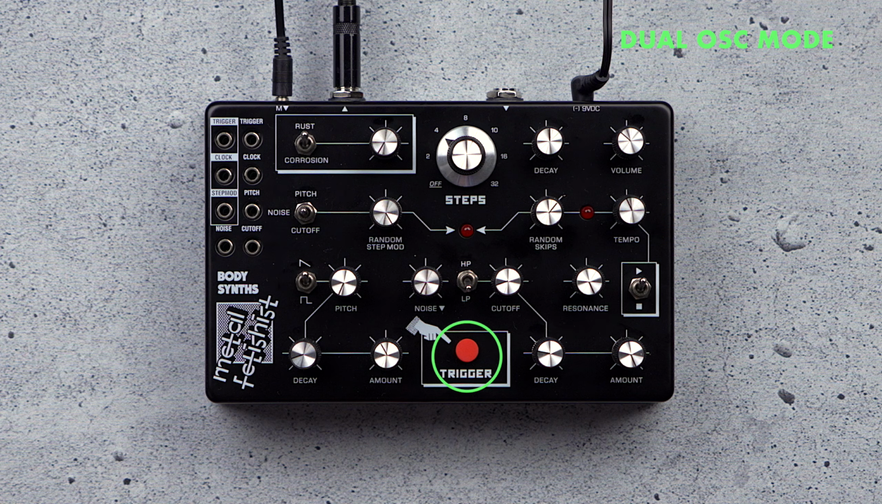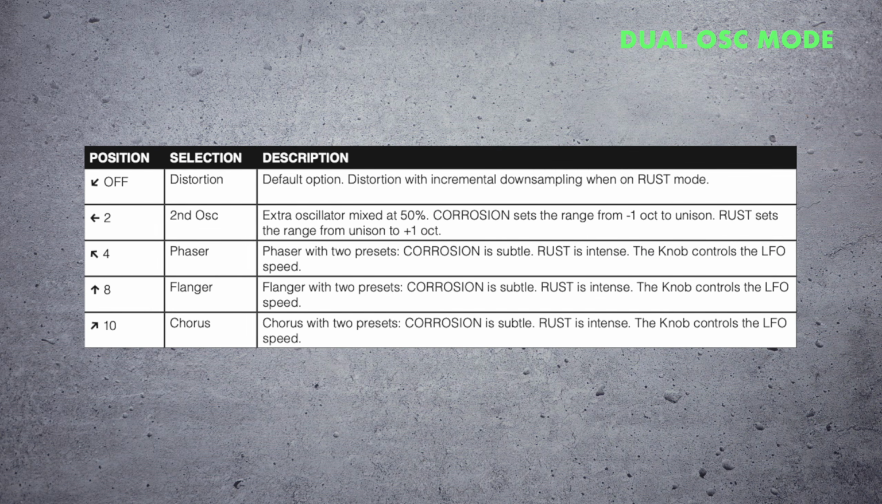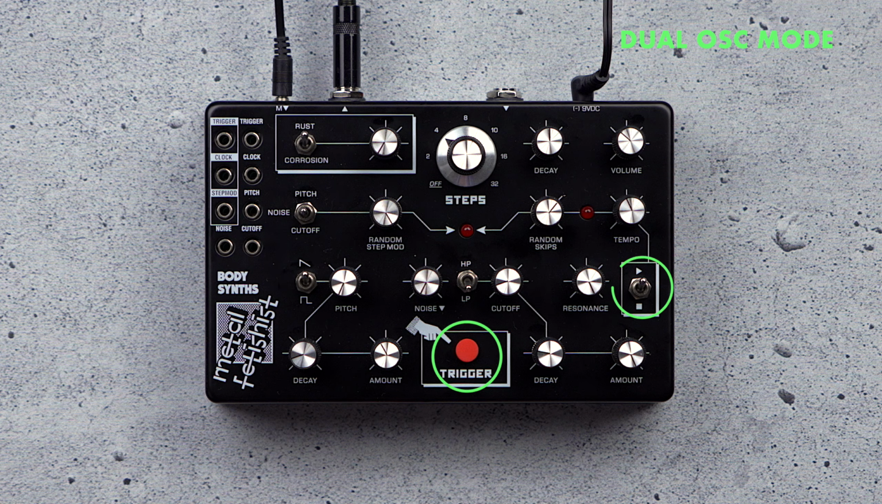Metal Fetishist now has a second oscillator that you can choose instead of the effect and detune against the main oscillator. It's selected using the new settings menu. Set the internal sequencer to stop, hold down trigger and turn the sequencer on and off again, and now you're in setup menu 1. To enter setup menu 2, just flick the on-off switch twice, 3 times for 3, and so forth. You can now use the steps knob to set an alternative assignment for the effects section. Turn the knob to 2 to select the second oscillator. Confirm your selection by pressing trigger again and turn the sequencer back on to exit the settings menu.